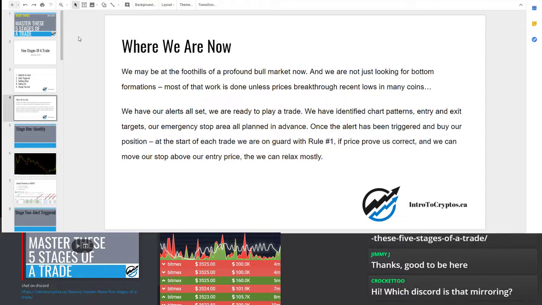We have all of our alerts set, and many of them are already as trades that are in play. We mark them as holds in our spreadsheet. We have already identified all the chart patterns. We've marked out our entry and our exit targets. We've set up our emergency stop loss. All of this has been planned in advance already.